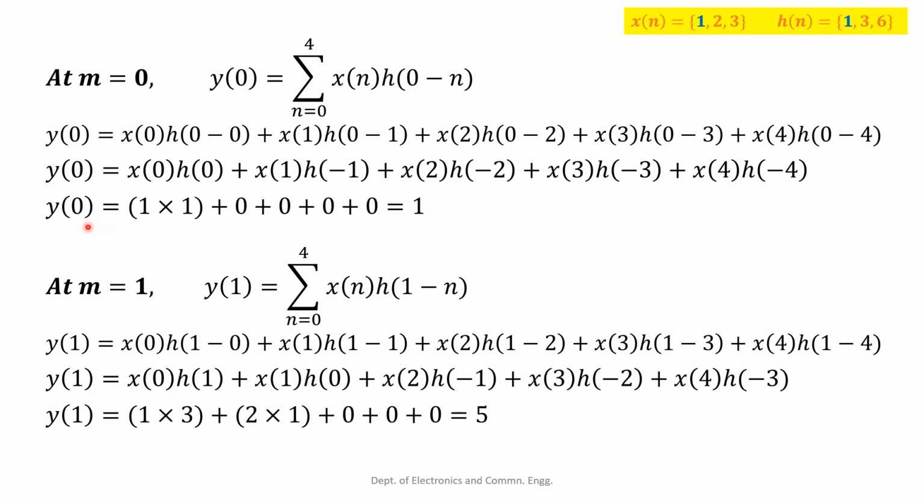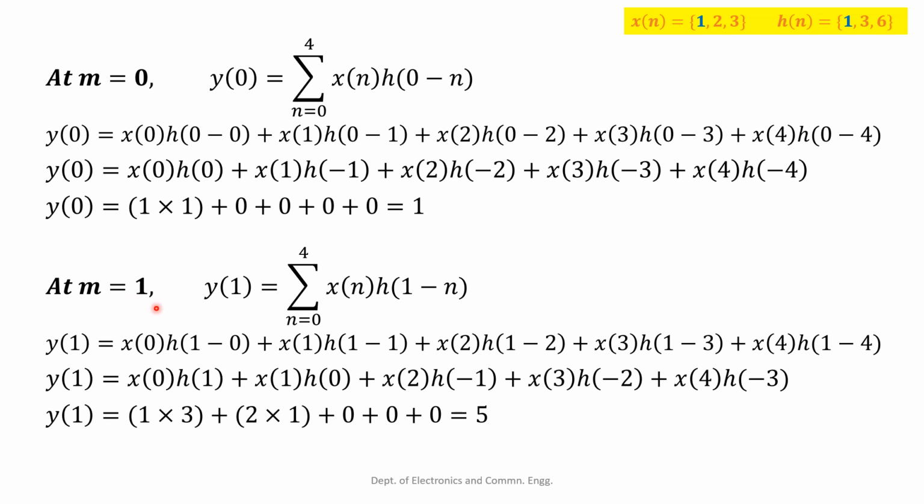Now substituting the values for the available representation. Among all this expansion, we have values only for x of 0 and h of 0. For h of minus 1, h of minus 2, h of minus 3 and h of minus 4, we don't have any values. Therefore, all those will be substituted as zeros. So 1 into 1 gives the result 1.